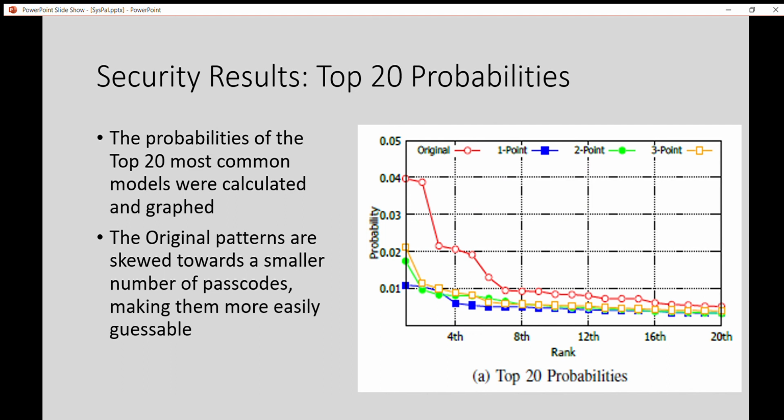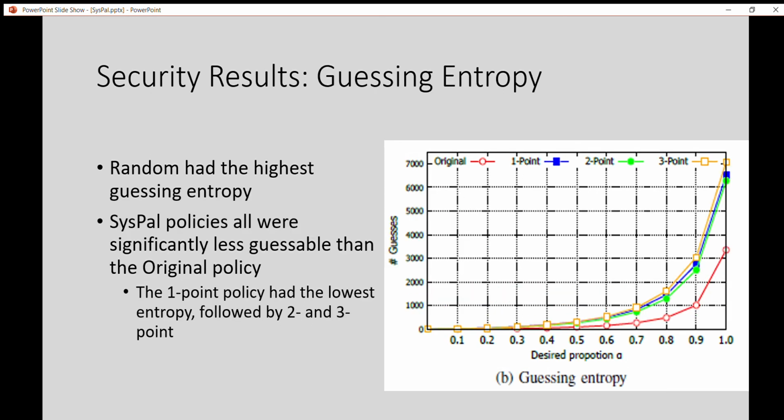So they took the top 20 most common passwords that are calculated and looked at the graph here that shows the probability of each of these passwords. The original patterns tend to be skewed toward a smaller number of passcodes that make them more easily guessable.